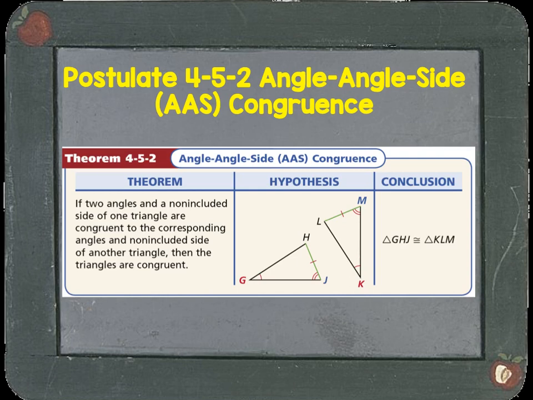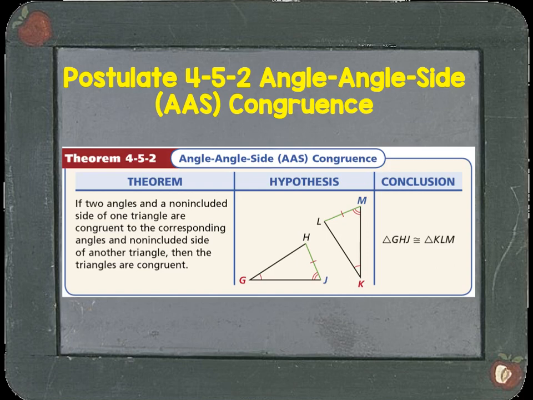Okay, next we have the AAS congruence. The Angle-Angle-Side congruence theorem states that if two angles and a non-included side of one triangle are congruent to the corresponding angles and non-included side of another triangle, then the triangles are congruent.